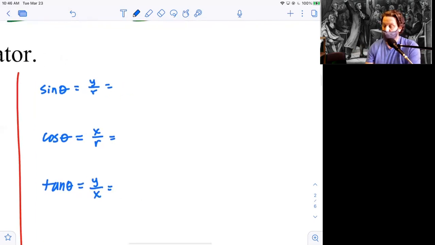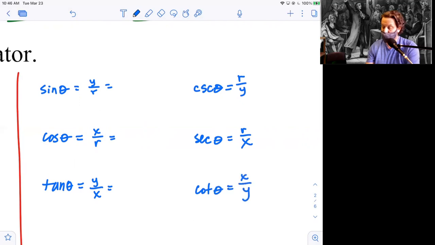And then list the reciprocals in the next column. The reciprocal of sine was what? Do you remember? Cosecant. So it's r over y. The reciprocal of cosine is secant. It's r over x. And the reciprocal of tangent is cotangent. Memorize these, memorize these, memorize these.